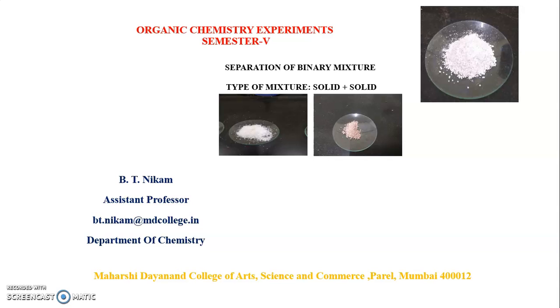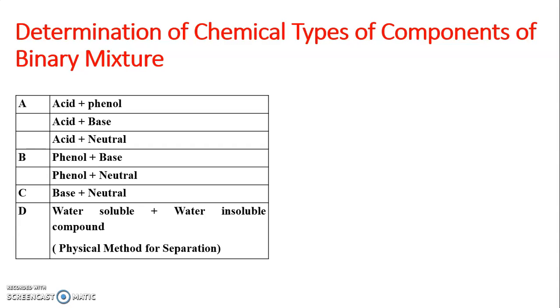So we'll start with it. The first aspect will be chemical type determination of the two components of a binary mixture. That today we will see, but overall we have to have a little introduction. What is a binary mixture? A binary mixture is a mixture of two compounds. Their physical state will be solid and solid. So we are going to have solid plus solid as a binary mixture.